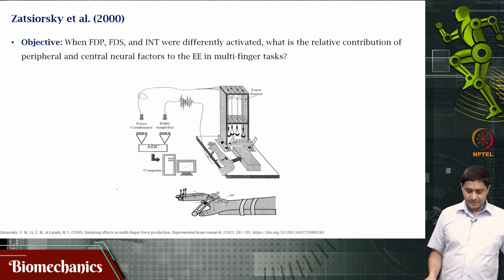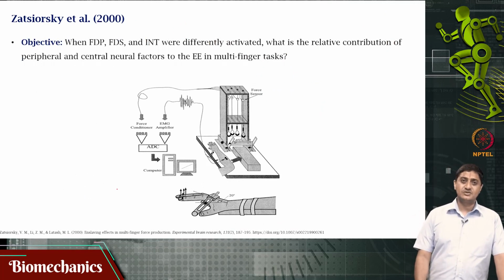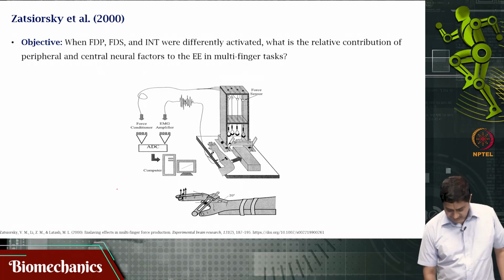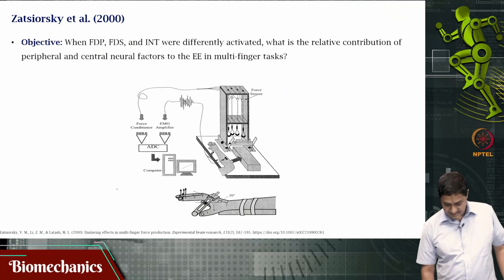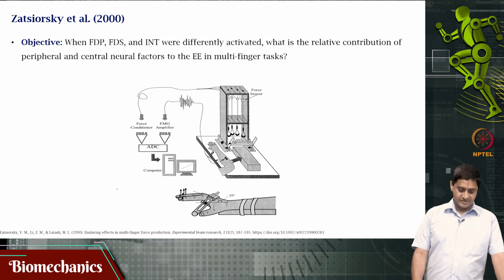Now, this is the Zatsiorsky 2000 paper, by the way. The 1998 paper that we are discussing is the background for the current work. This is our original paper of interest, the 2000 paper in Experimental Brain Research, available freely on the internet. Please do read the original paper for greater understanding, and please do write to me in case you are not able to understand or you want some clarification. I am very happy to respond to you in the course forum.